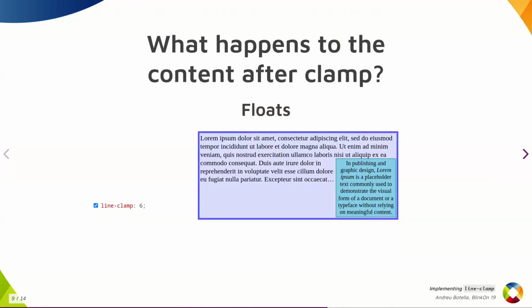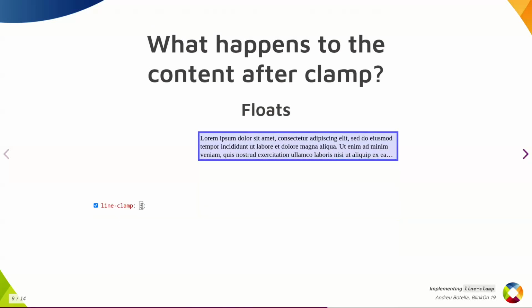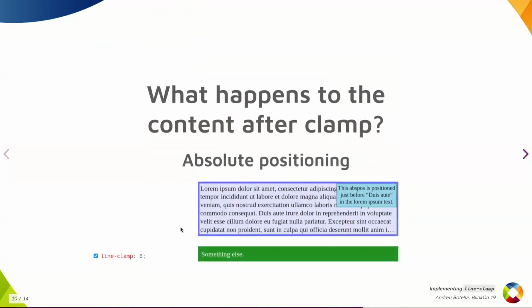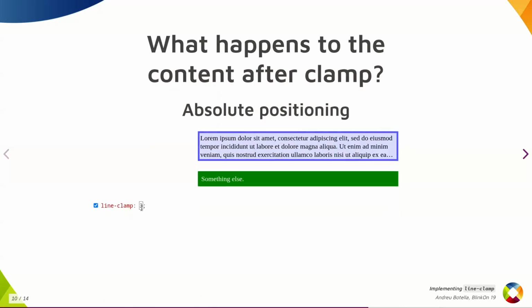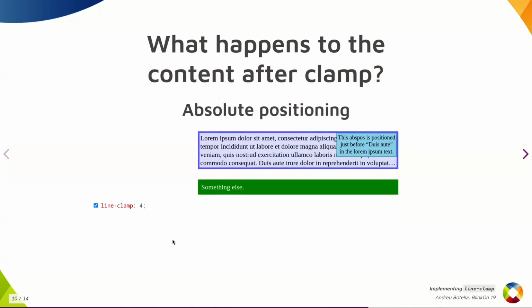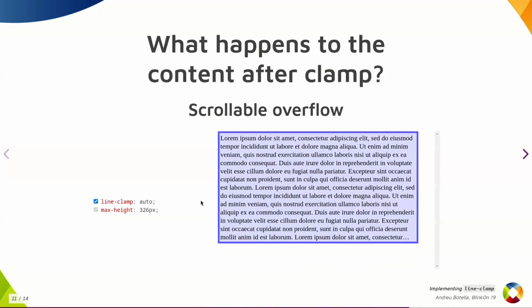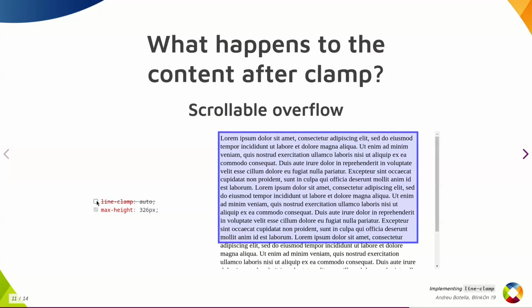For simplicity, floats and absolutely positioned elements are either completely painted or completely hidden, depending on whether they are before or after the clamp point in the DOM. So for absolutely positioned elements, this does not depend on where it's positioned. Usually, overflowing content takes up scroll space in a scroll container, even if it has visibility hidden. But since this would be unexpected for clamped content, we explicitly ignore such content in the scrollable overflow calculations.